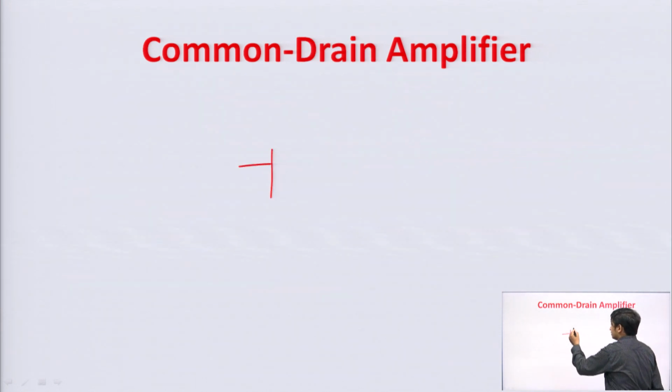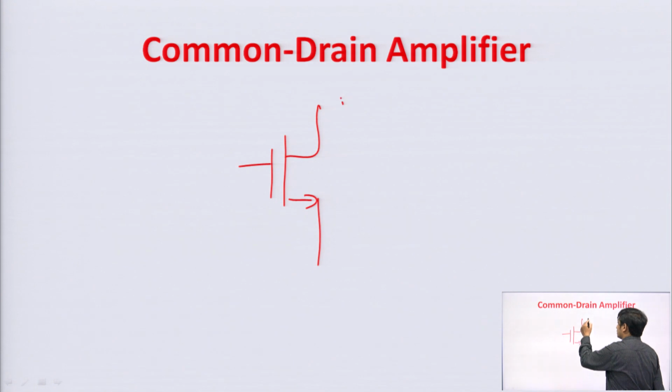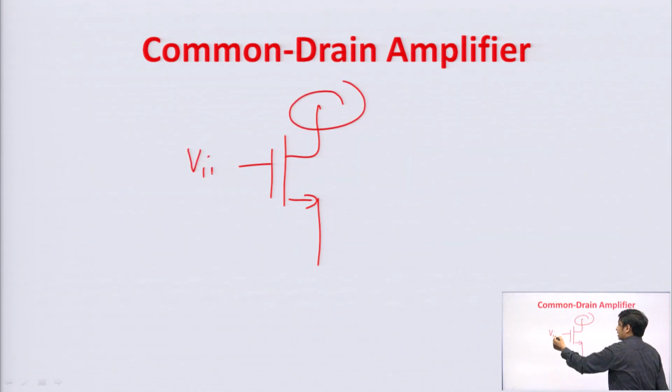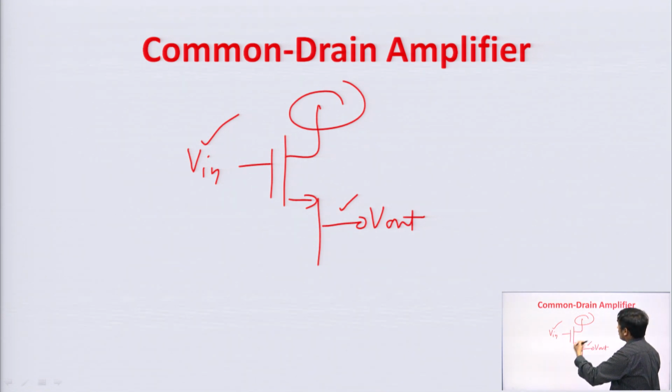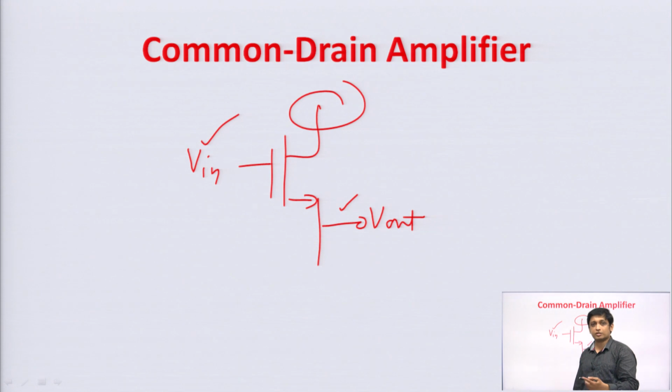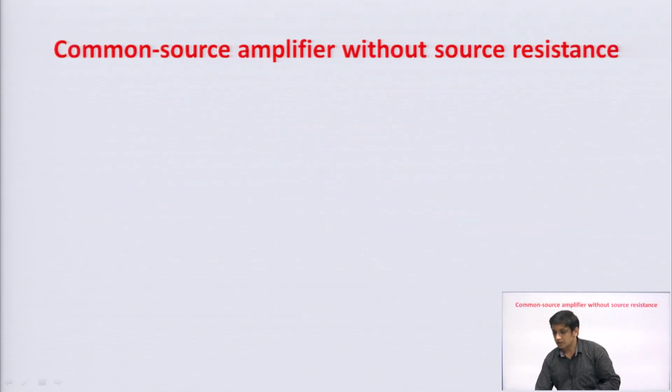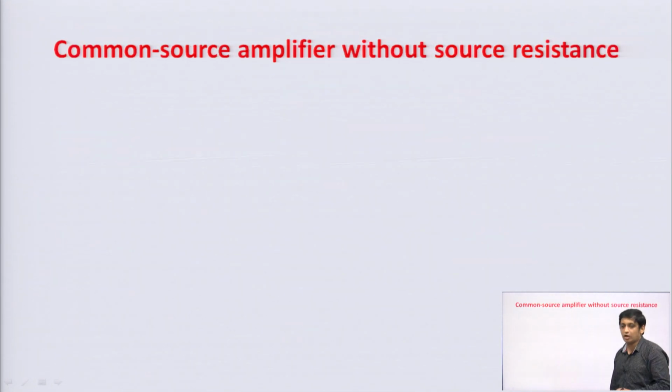Next is common drain amplifier. In common drain, your drain is common, we apply the input at the gate terminal, we take the output from the source terminal. It is also called source follower circuit because whatever voltage we apply at the gate, the same voltage appears at the source. So, your source voltage is following the input voltage, that is why it is called source follower. This common drain is used as a voltage buffer, it is used for impedance matching like common collector in BJT.